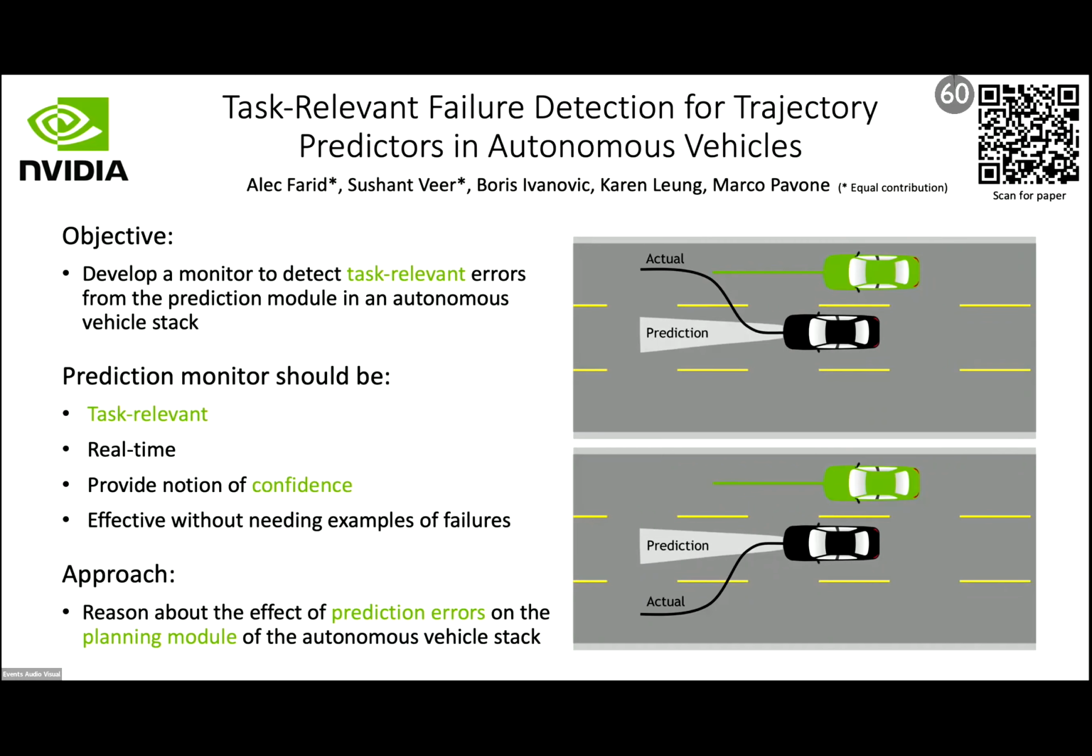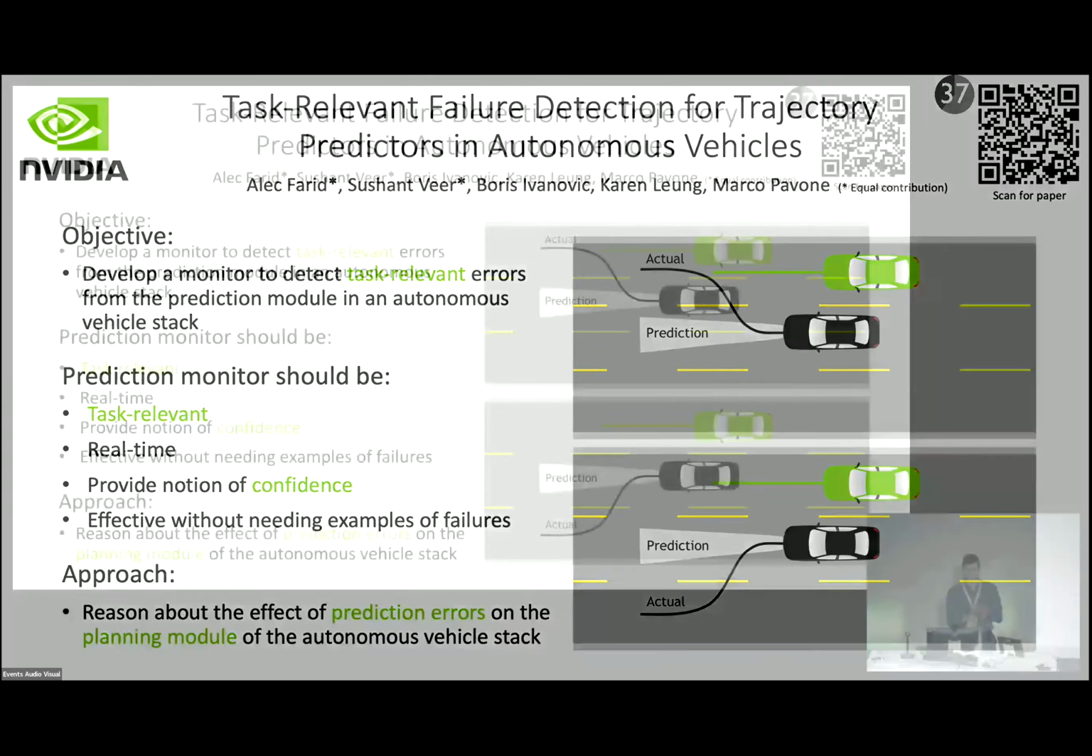Hi. So I develop a monitor for the prediction module in autonomous vehicle motion stack. In these two pictures, I show two different kinds of prediction errors. In the top one, the black vehicle is predicted to go straight, but it turns into the green vehicle. In the bottom, the black vehicle turns away. In the top, this is a task relevant error because it potentially causes a safety critical problem with the green vehicle. So we want our prediction monitor to be task relevant.